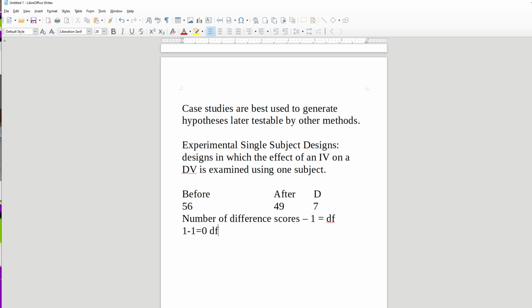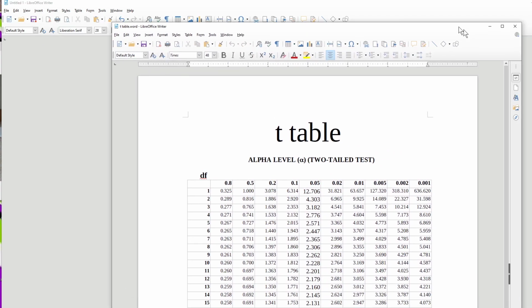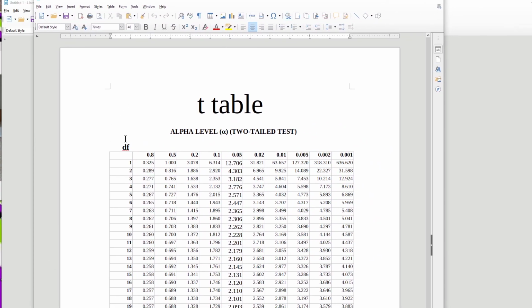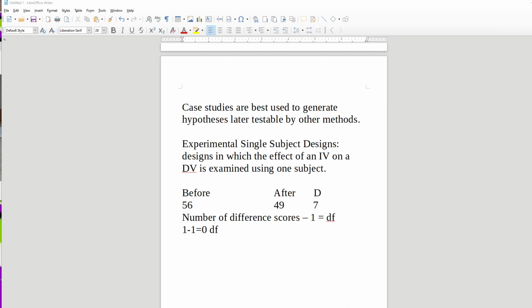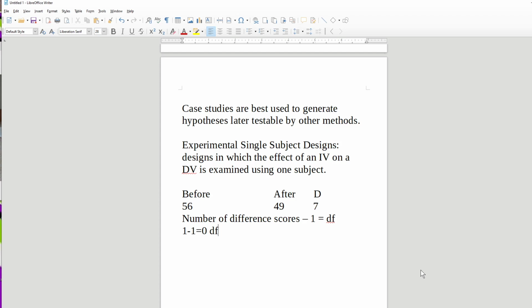All right. Well, let's go get our t-table. I'm going to look up the critical value with 0 degrees of freedom. Here's my t-table. I go to the degrees of freedom column and there's no 0. It starts at 1. That's right. It starts at 1. You have to have at least 2 different scores before you can do the within subjects t-test. And now you see the problem here. Now you see the problem.